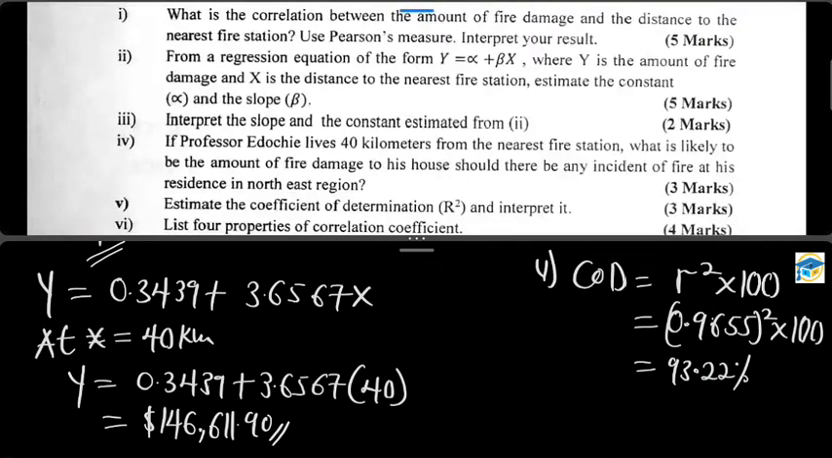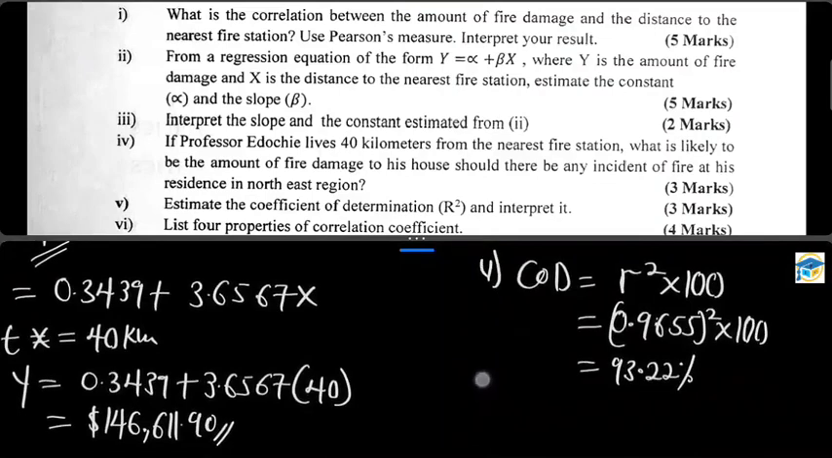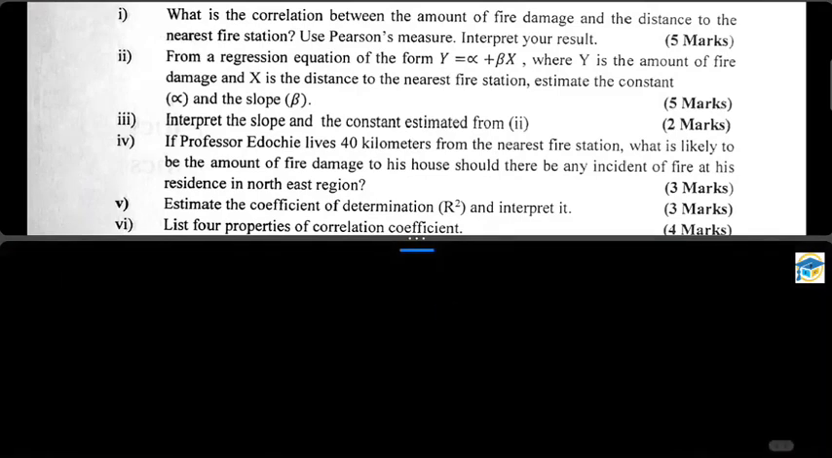And then the VI, we are asked to list 4 properties of the correlation coefficient. I'm going to give you these offhand, then we are good to go. One, when it comes to the correlation coefficient, it always ranges from -1 to +1. That one is a must. So that's one property of a correlation coefficient.